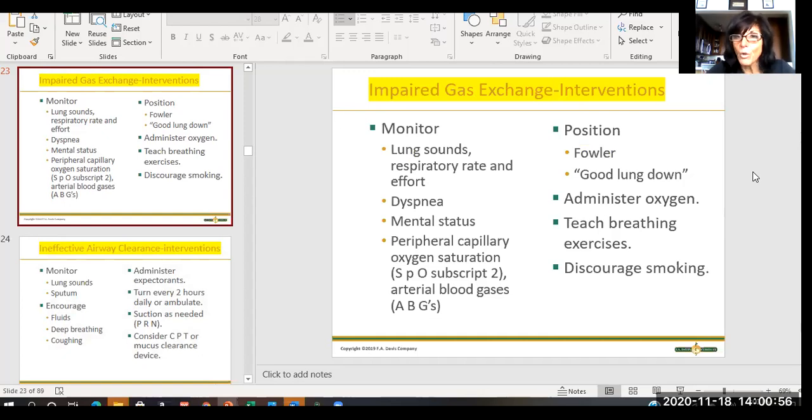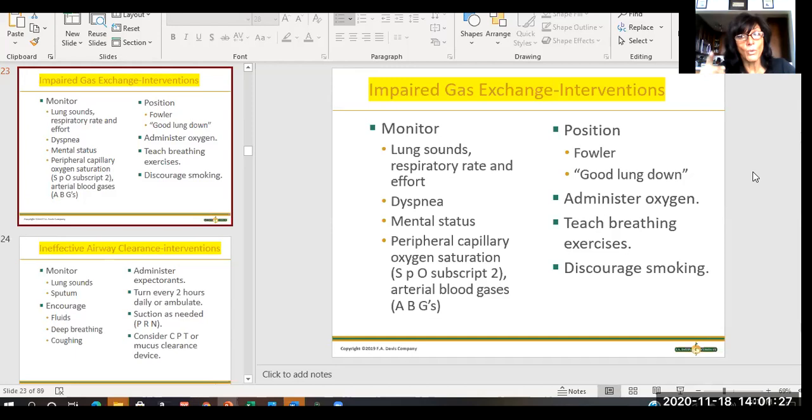Position, Fowler's, high Fowler's. In other words, if somebody can't breathe lying down, they need to be up, right? If they've had any kind of issue with one lung, a collapsed lung, surgery, it's always when they're lying, good lung down, bad lung up. So in other words, if I had surgery on my right lung, I lay on my left side. Good lung down. Remember that line. It'll help you answer a lot of questions.